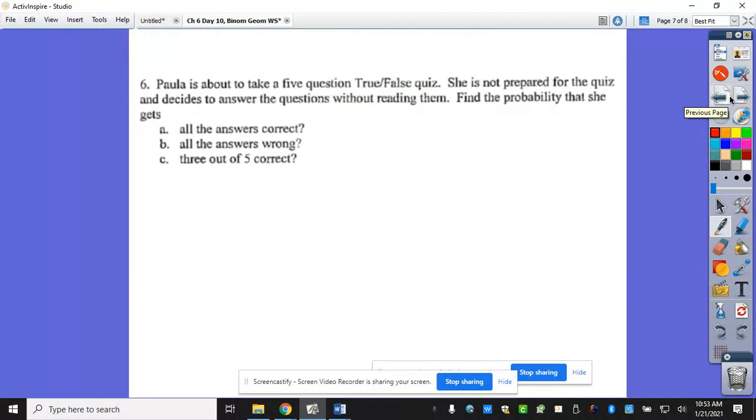Paul's about to take a 5-question true-false test. What does true-false mean to me right now? 50-50. 5-question, that's my n. She is not prepared for the quiz and decides to answer questions without reading them. Find the probability that she gets. So this is n equals 5. This is binomial.